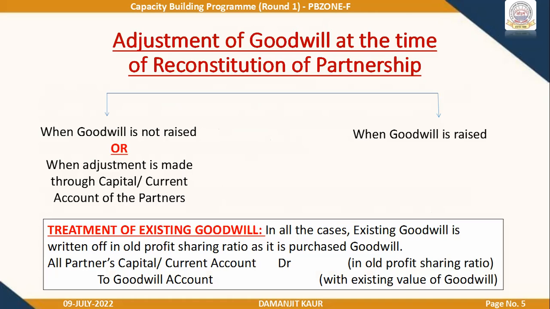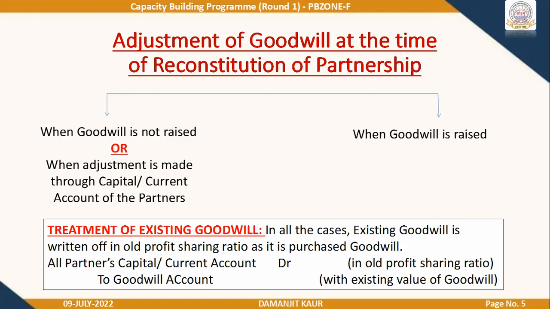Adjustment of goodwill at the time of reconstitution of partnership. There are two different methods: when goodwill account is raised, and when goodwill account is not raised. When goodwill account is not raised, the other name for this method is when adjustment is made through the capital or current account of the partners, which we are doing till now. Two years back the second method was also added, but there was an option for the students whether they wanted to continue with it or not. But now this year this method has been added specifically. We'll discuss both the methods in detail.